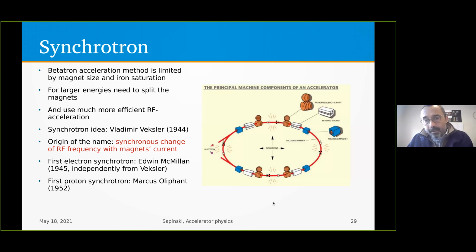Okay, so we split the magnet. We have separate magnets for focusing, we will talk about it, for bending, and separate cavities or accelerating structures for the acceleration. What is important, and where the name synchrotron comes from, is that the field of the magnets changes synchronously with the beam energy. All right, so this is where the synchrotron name comes from.